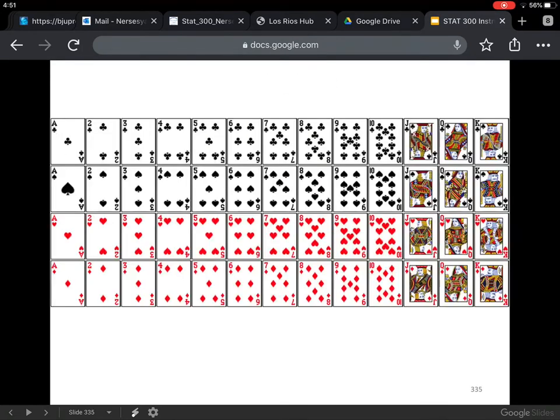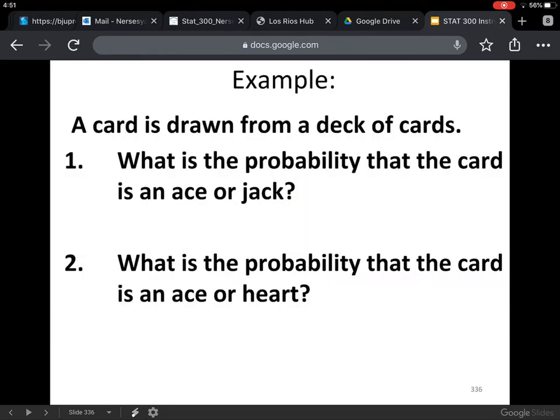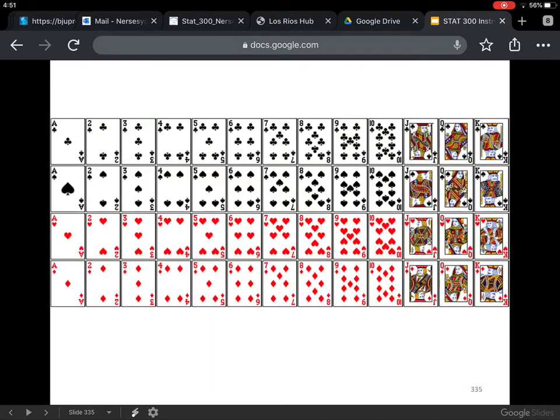And here's a deck of cards. It consists of these types of cards. Let's consider face cards as only Jack, Queen, King. And here we go. What is the probability that the card is an ace or a jack? An ace or a jack?